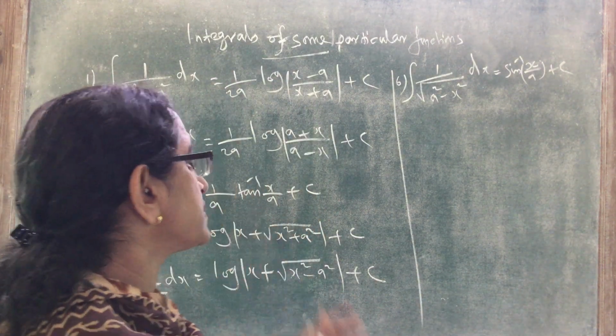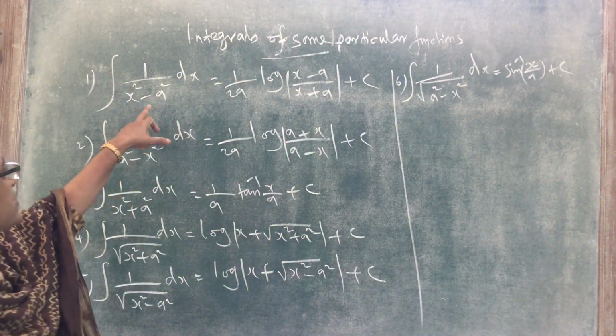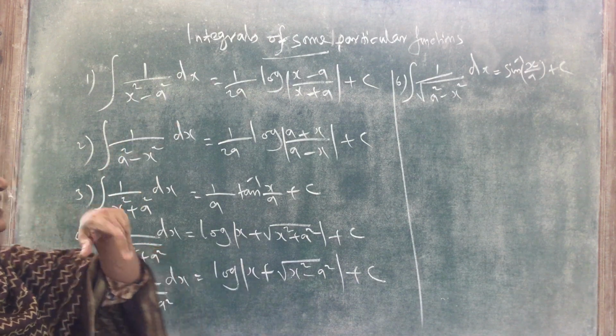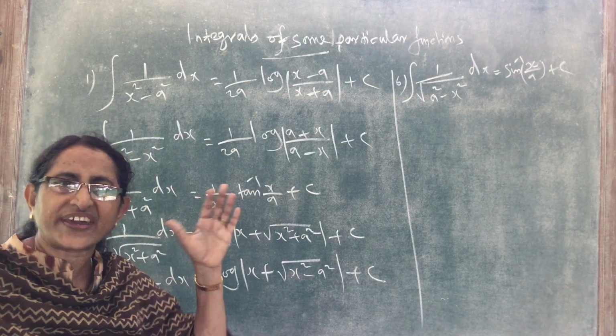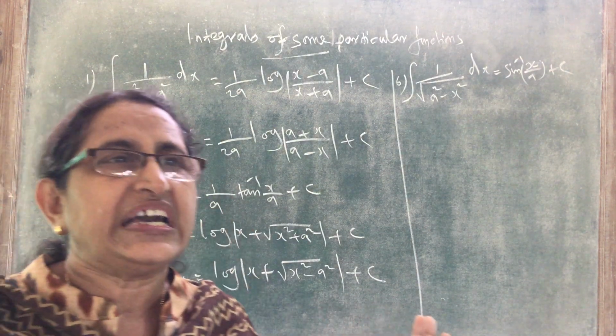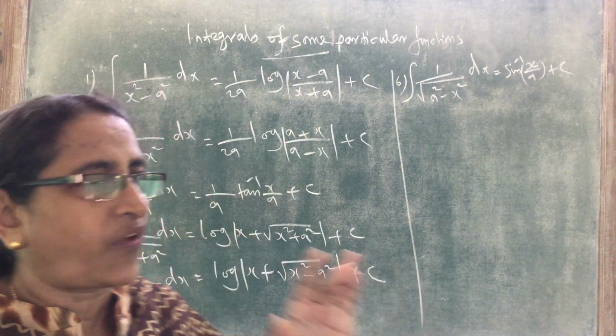So these are the 6 forms. I will show you how we get the first one only. Remaining you can go through the textbook. The proof of how we get this formula is not very important, even then just go through it in the textbook. One I will show you.